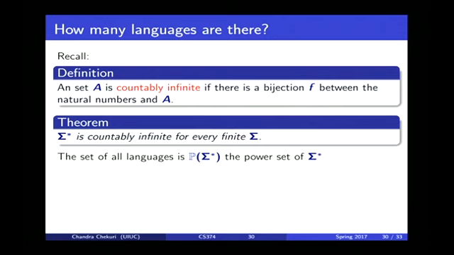Okay, so take a finite set. Suppose I have a set of 10 elements, and I ask you what is the size of the power set of that? How many subsets of a set of size 10 are there? 2 to the 10, right? What is the power set of a set of size 10? It is 2 to the 10, because every element could be in a set or not. Yes or no?